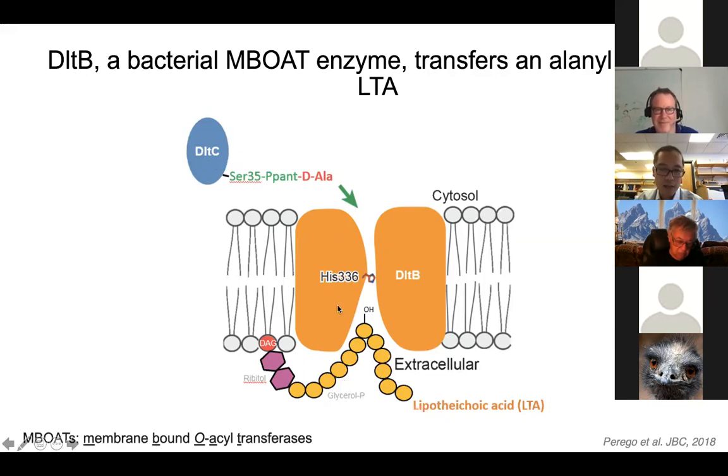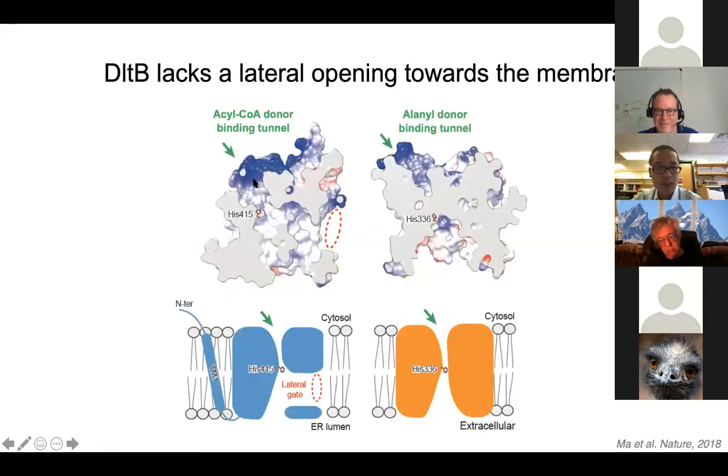So if we look at this structure and compare it with DGAT1, you can see this acyl donor binding pocket, or here the alanine donor binding tunnel, are highly conserved, and the reaction center is in the membrane, but this one doesn't have the opening, which is only present in DGAT1. Here is the cartoon representation.